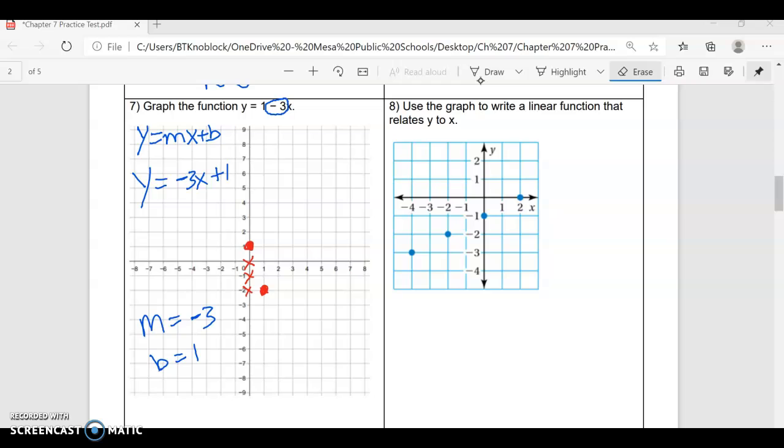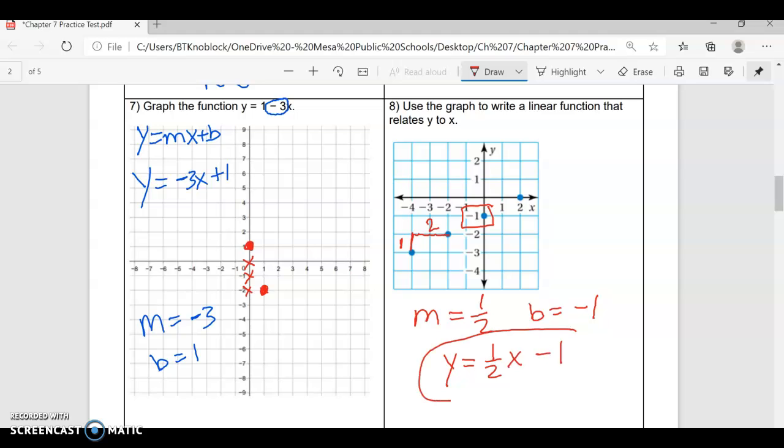On number 8, we're going to use this graph to write our function rule for the linear function. All right, so what we do is we've got to find our slope, our m. Our slope is up 1 and over 2. So we go up 1 over 2, so that's 1/2. And then our y-intercept is where it crosses the y-axis, which is at negative 1. So we get y equals 1/2 x minus 1. So that's one way to do number 8.